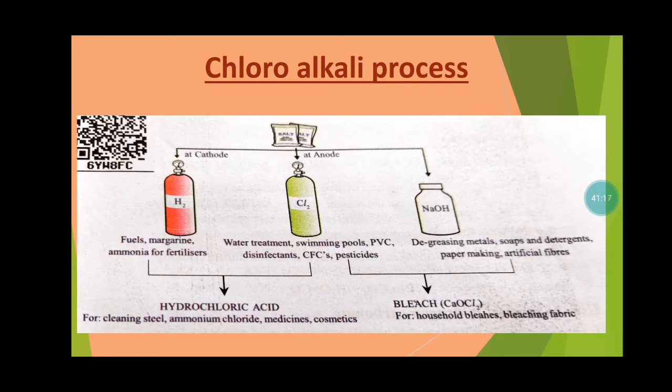Now NaOH solution is also used in the paper industry and in preparing artificial fibers. It is also used as a good bleaching agent. Bleaching agent means chlorine gas is used for its bleaching property. It is used to make bleaching powder also.